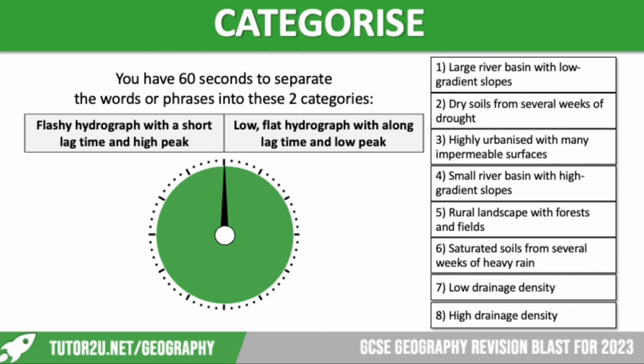Right, we are going to finish off the revision blast today with a categorised activity. You have got 60 seconds to separate the words or phrases into these 2 categories. So these are all to do with hydrograph. So we've got 2 different types of hydrographs here. We've got a flashy hydrograph with a short lag time and a high peak. And we've got a low flat hydrograph with a long lag time and a low peak. Off you go.